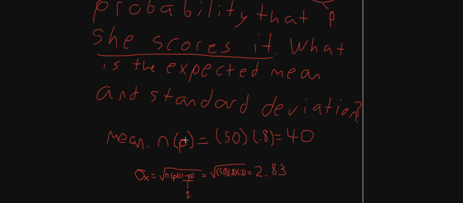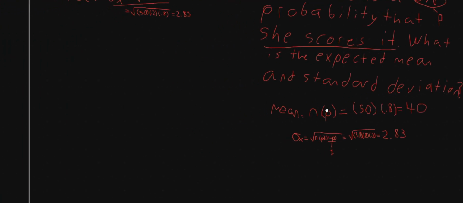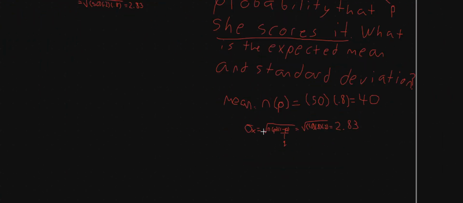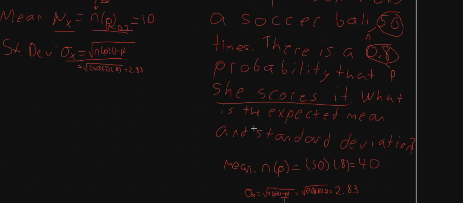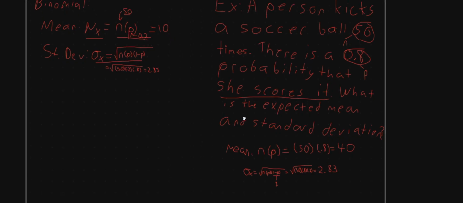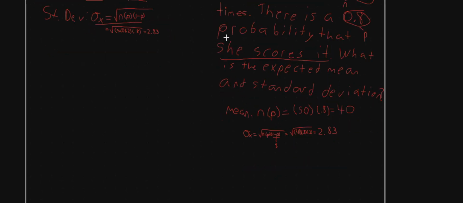Okay, so this is for the mean and standard deviation of binomial. Now let's just imagine that they're asking us for probability now. I know it may be surprising, but let's say that they do ask us for this probability.